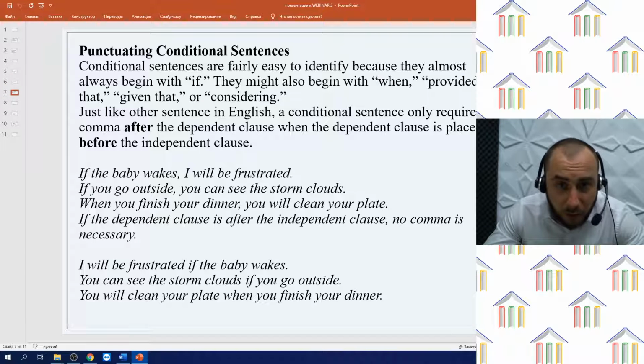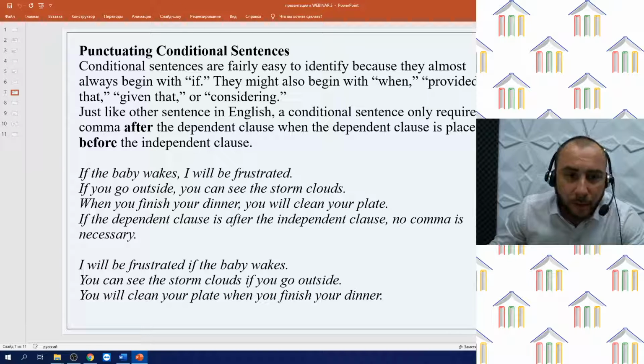Next, punctuating conditional sentences. Conditional sentences are fairly easy to identify because they almost always begin with if. They might also begin with when, provided that, given that, or considering. Just like other sentences in English, a conditional sentence only requires a comma after the dependent clause, when the dependent clause is placed before the independent clause. Let's look at the examples. If the baby wakes, I will be frustrated. If you go outside, you can see the storm clouds. When you finish your dinner, you will clean your plate.